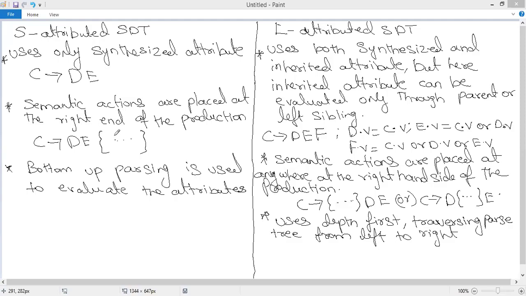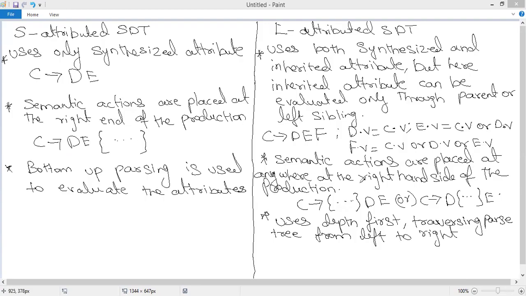The next difference is that in S attributed SDT the semantic actions are placed at the right end of the production rule. For example, you see here this production rule C tends to D. The related semantic rules for this production rule should be present at the right end of the production.